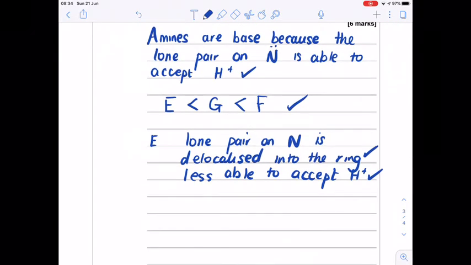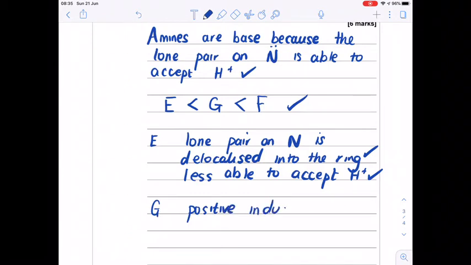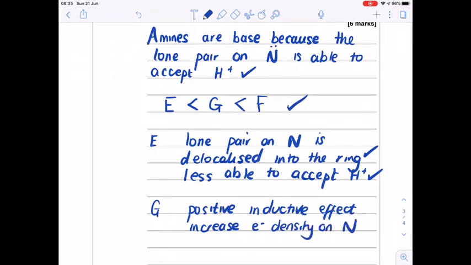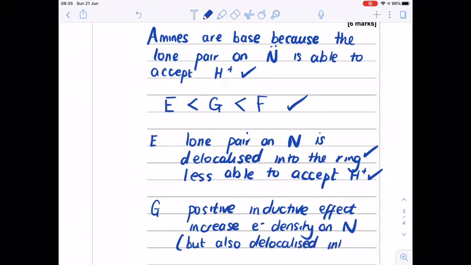And then in G, we've got a positive inductive effect increasing electron density on N, but also delocalized into a ring.